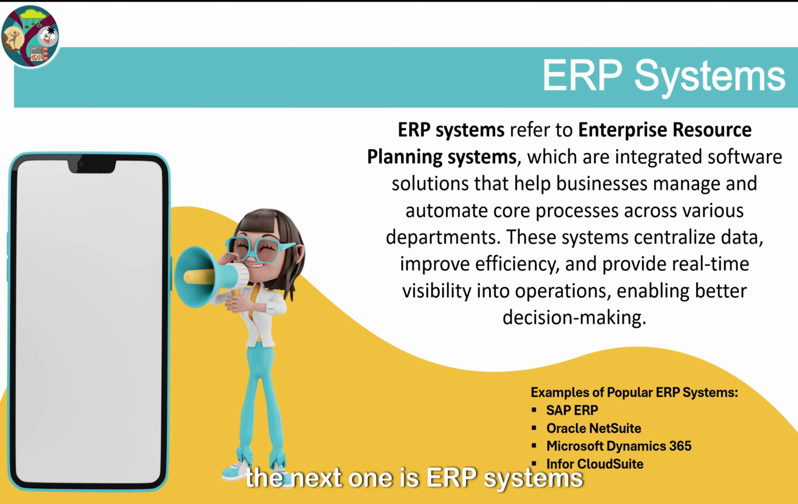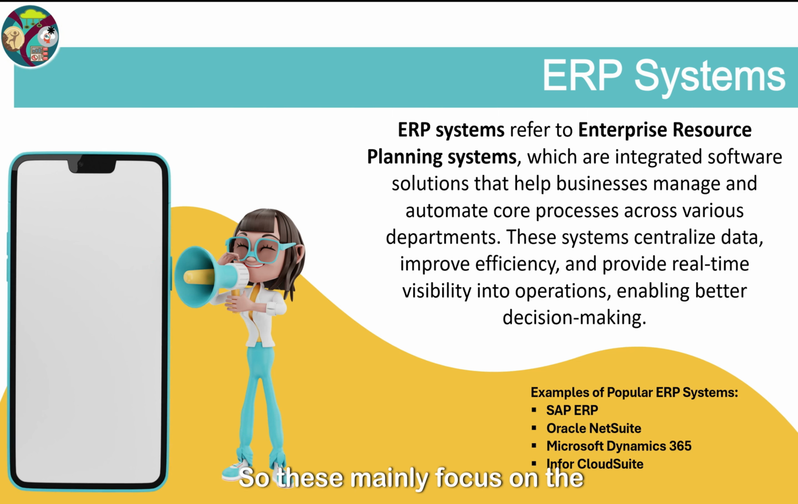So next one is ERP systems. ERP refers to the enterprise resource planning system. The previous one is customer centric; this is enterprise centric, a kind of organization specific. These are integrated software solutions designed to manage and automate core business processes across an organization, including finance, supply chain, manufacturing, human resources, and more.